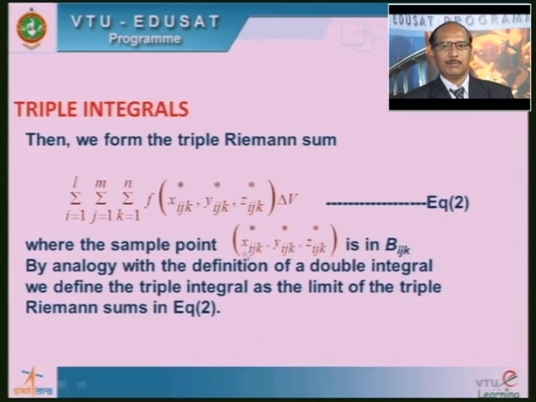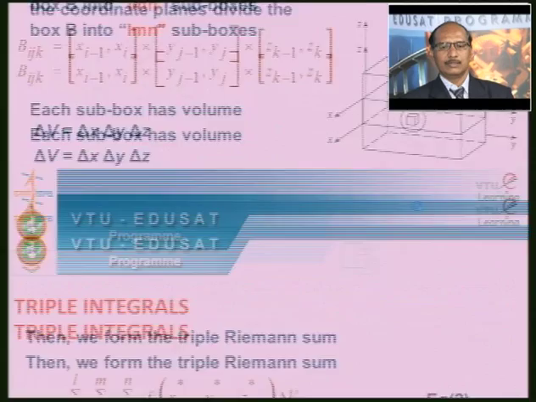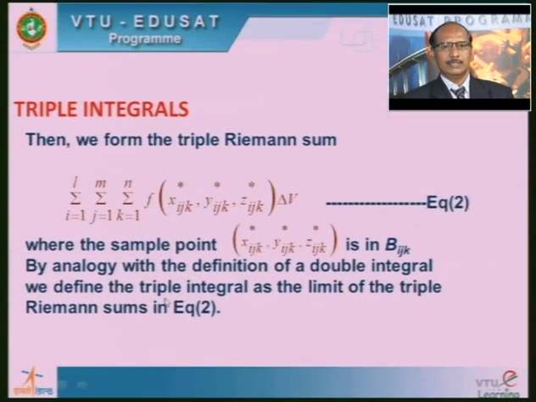Here there is a sample point in B_ijk. This is the small rectangular box, and you take a sample point in this box. It is similar to the definition of the double integral: we define the triple integral as the limit of the triple Riemann sum.